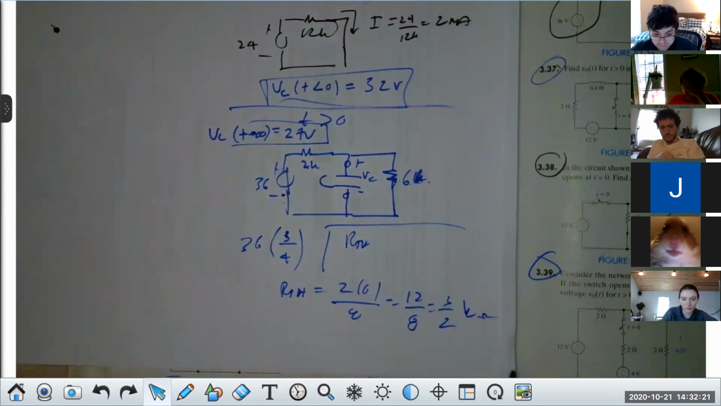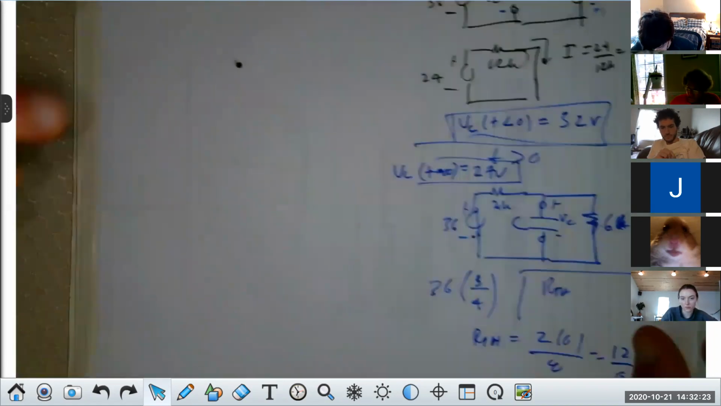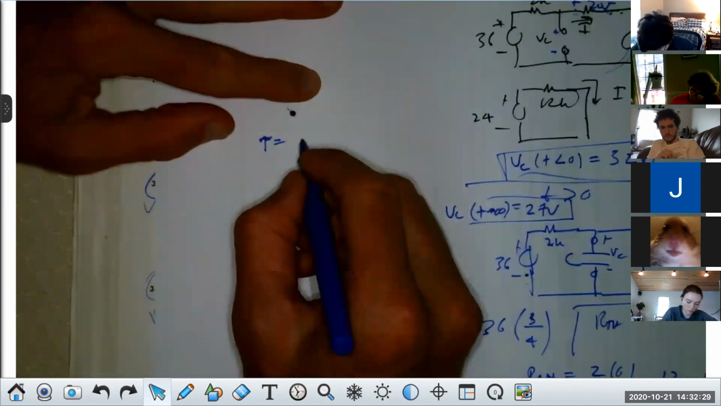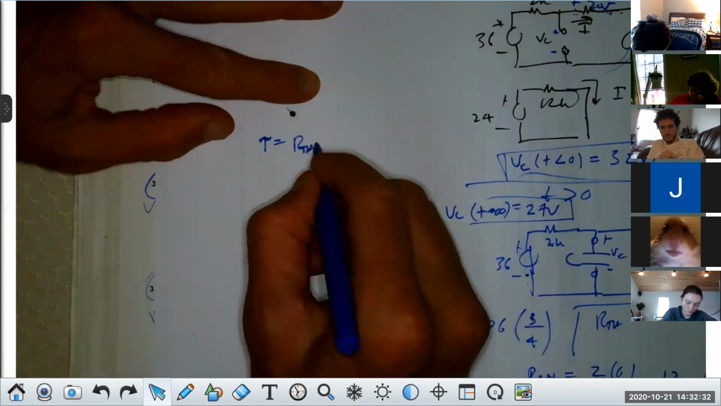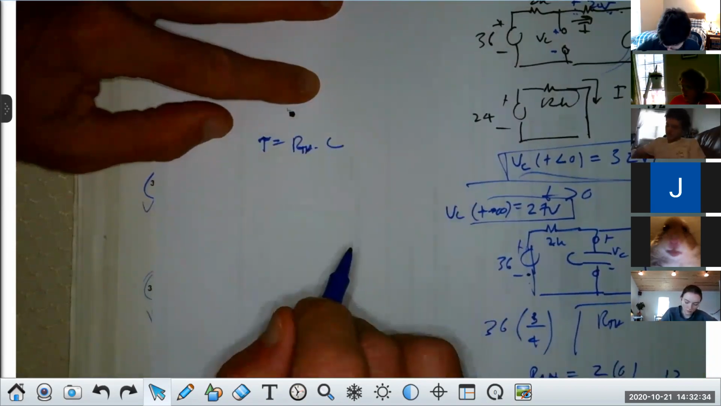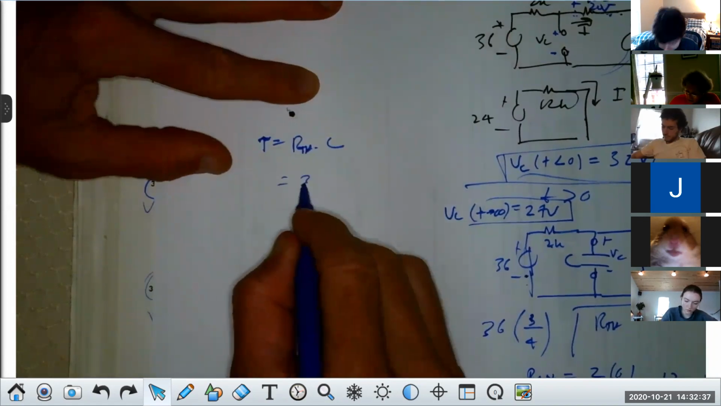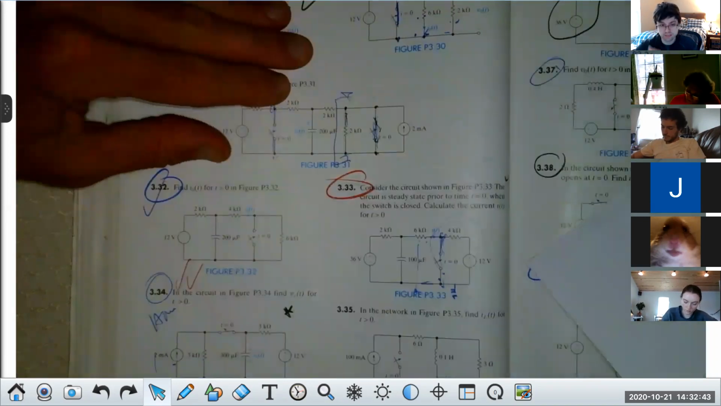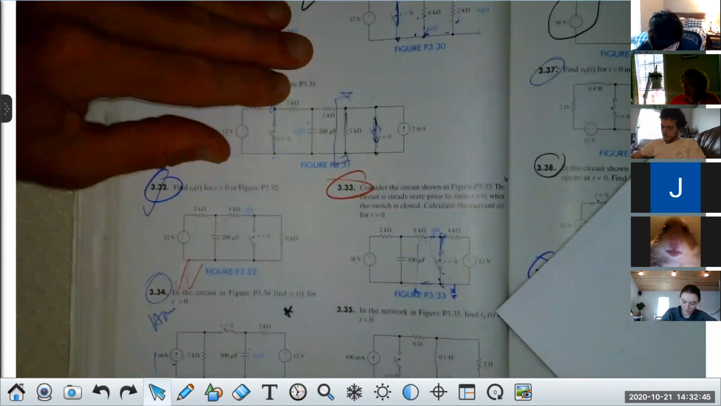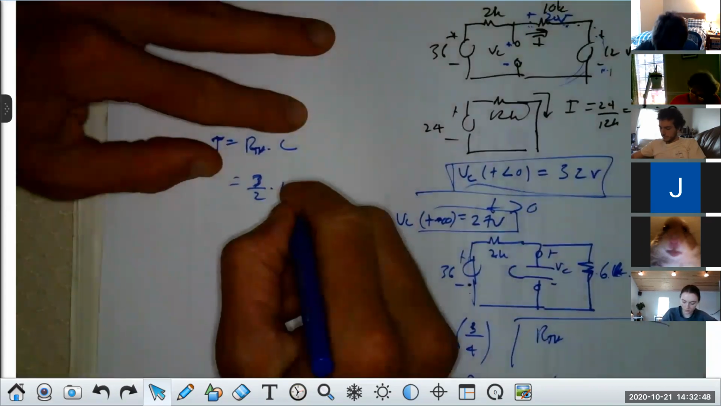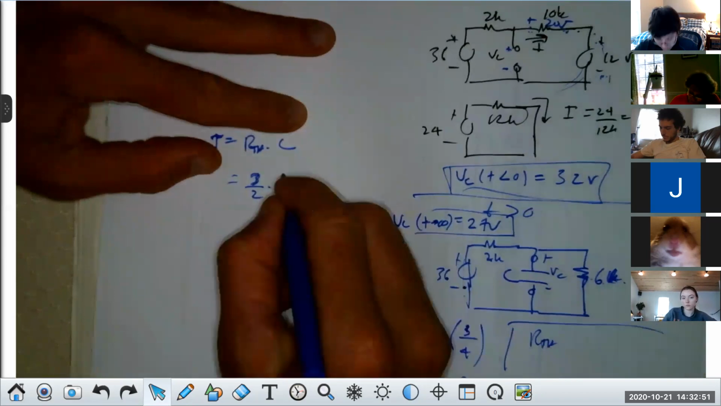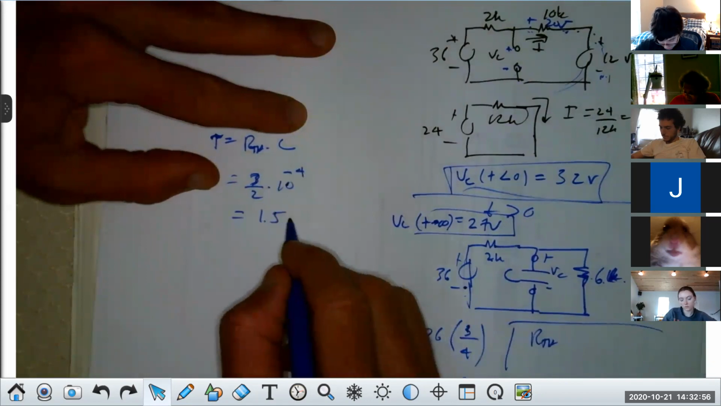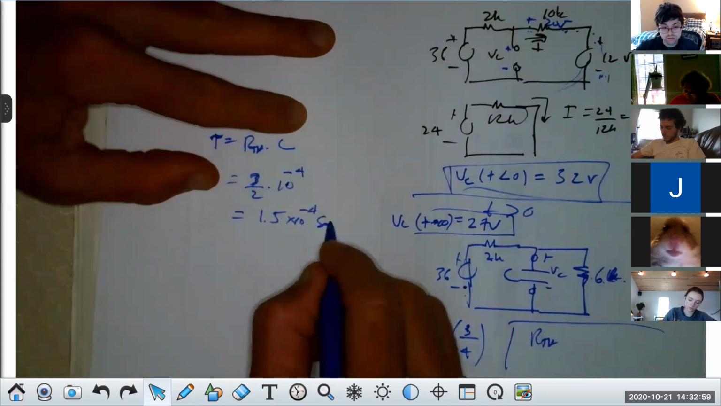Now, if I have that in K ohms, the next thing I need is tau. Remember, it's an RC circuit. I hope you can see this. So what would tau be? R times C, R Thevenin times C. So here we have 3/2 times C. What was C in this one again? 100 microfarad, so 100 times 10 to the minus 6. So that's really 1.5 times 10 to the minus 4th seconds.